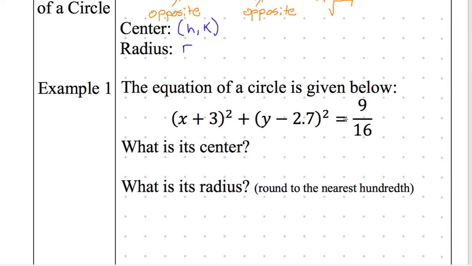Laptop shut. Beverly, Colby. Colby. Thank you. All right, quiet raised hand. What is the center of this circle that I have made for us?